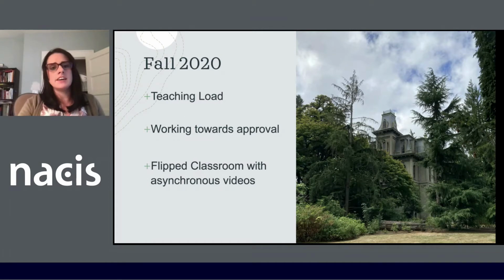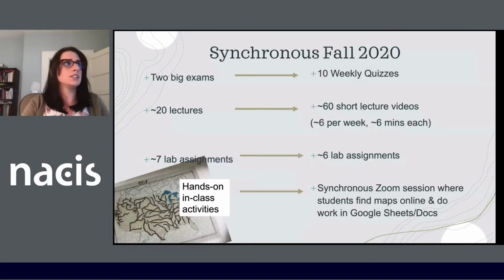On the left-hand side here is what I used to do, and then what I'm now forced into doing with the plan that this will be fully asynchronous by next year. I used to give 2 big exams. Now those are 10 weekly quizzes. I used to have around 20, 30 to 45-minute lectures with some in-class activities. Now that's shortened into 6 short lecture videos that they're supposed to watch before the Zoom. That averages out to about 6 per week, and I have a goal of keeping them around 6 minutes. We reduced the number of lab assignments.